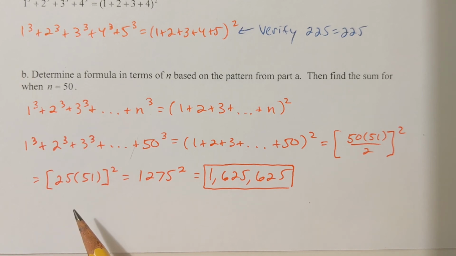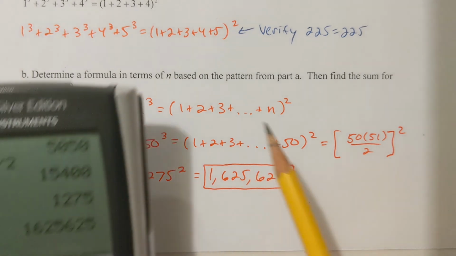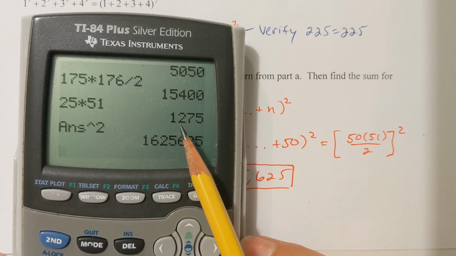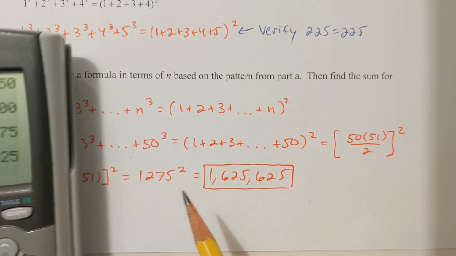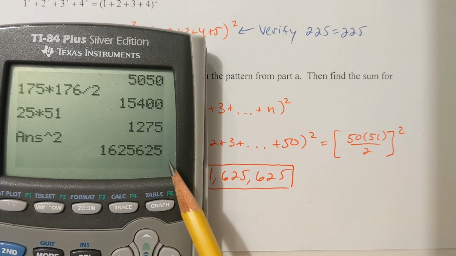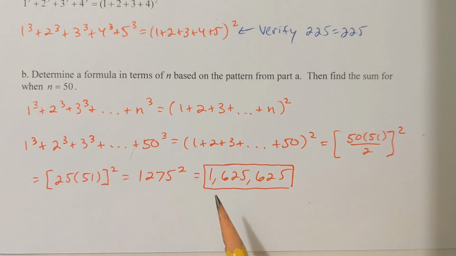25 times 51, I'm getting 1,275, okay, and then squared gives me 1,625,625, okay, which would be correct.